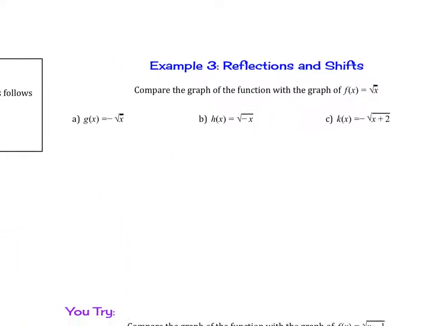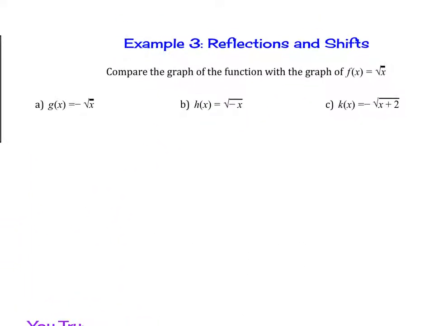Let's do reflections and shifts. Compare the graph of the function with the graph of f of x equals square root of x. So we have g of x equals negative square root of x. Hopefully this should be pretty fast for you. We know that if there's a negative in front, g of x is a reflection of f in the x-axis.